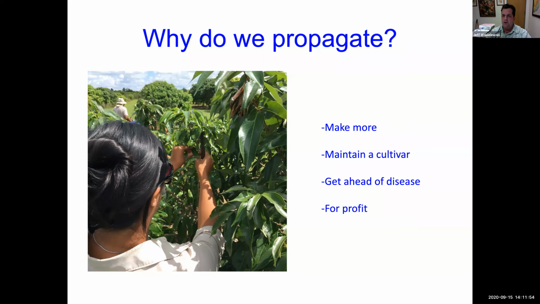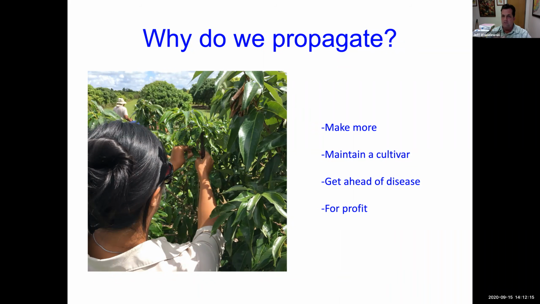Another reason we propagate is to get ahead of disease. I had a tree in my grove here at work that had laurel wilt. It was a very good avocado. It was going to die. So I took a piece of it and grafted it on another avocado to try to keep that same cultivar alive before laurel wilt got to it.